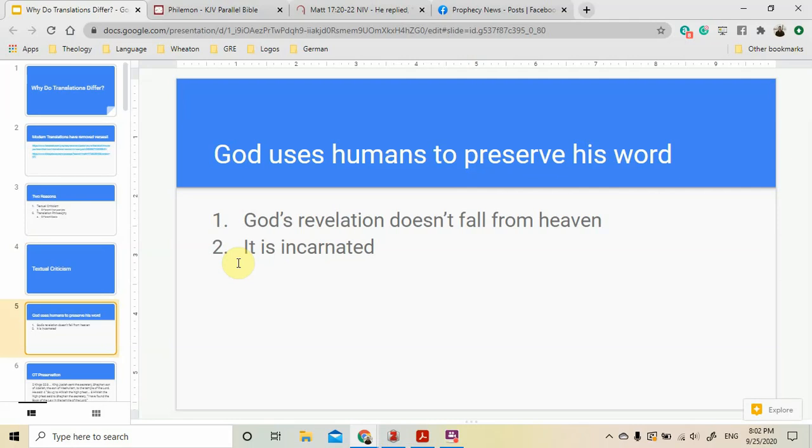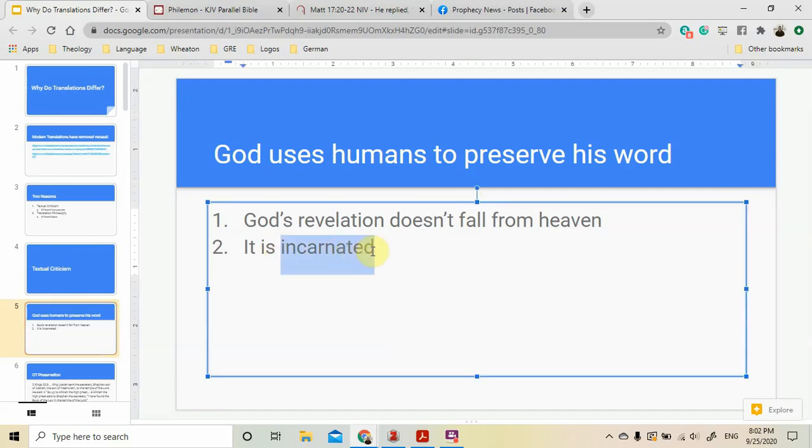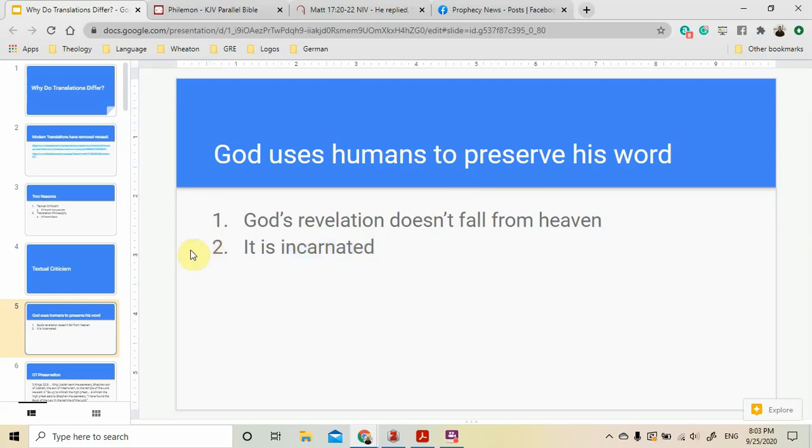And this isn't different or unusual about the way God works, because the final way God has revealed himself to us is through the incarnation, the fullest way. God came down into human flesh, became a baby, was in a poor family, and so on. God uses the coarseness of humanity and gives us his revelation through that. God speaks through humans and uses humans to preserve his word.